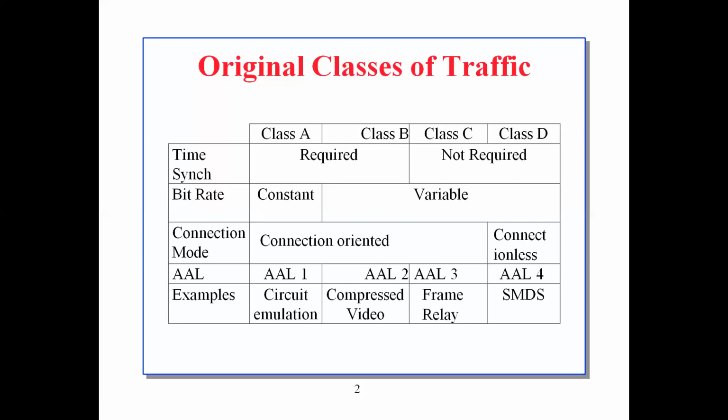The connection mode of class A and class B, class C are connection oriented, whereas class D is connectionless. The bit rate of class A is constant, whereas the bit rate for the remaining class B, class C, class D are variable. The time synchronization is required for class A and class B, whereas it isn't required for class C and class D. Next, we will see about types of AAL protocols.